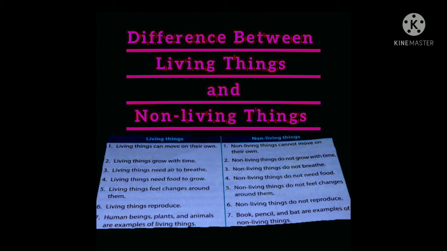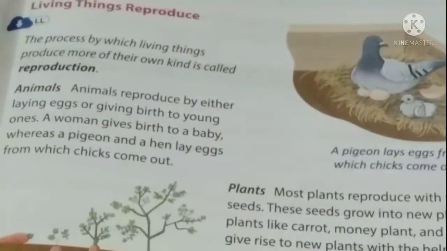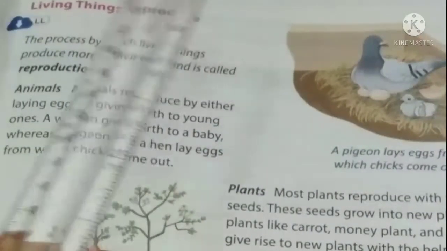Human beings, plants, and animals are examples of living things. Book, pencil and bat are examples of non-living things. Children, take your science book. Turn to page number 63. Living things reproduce.